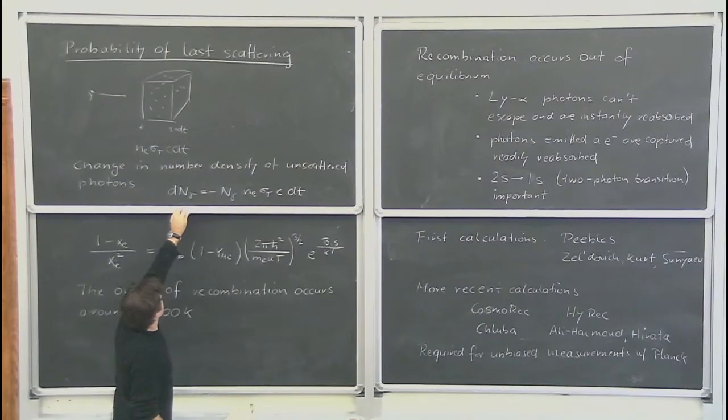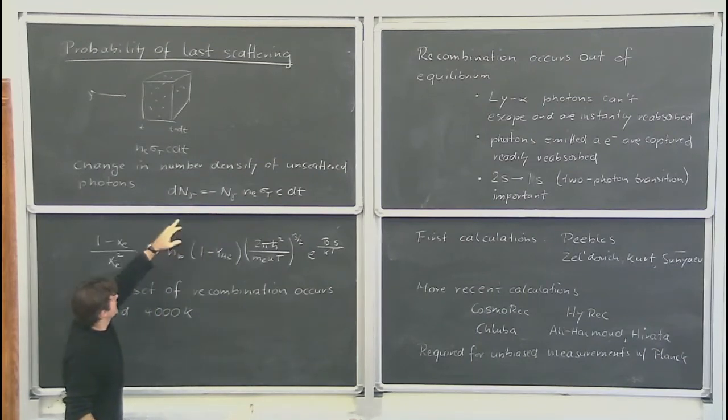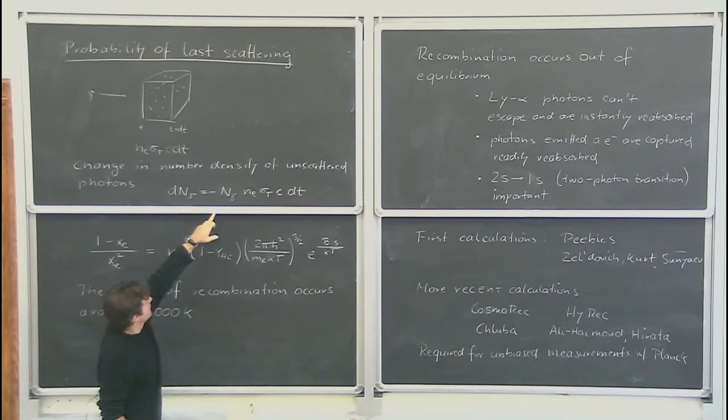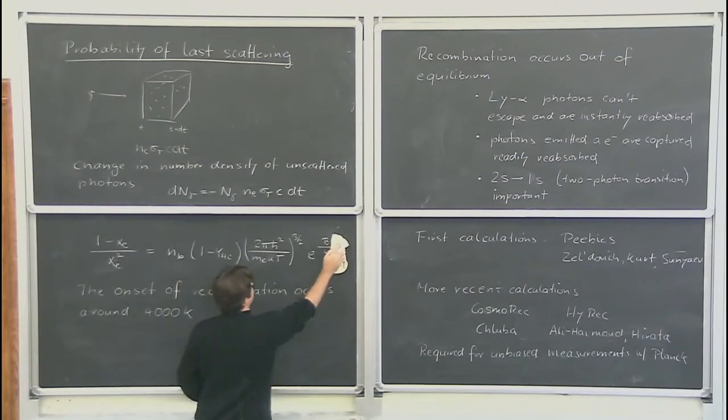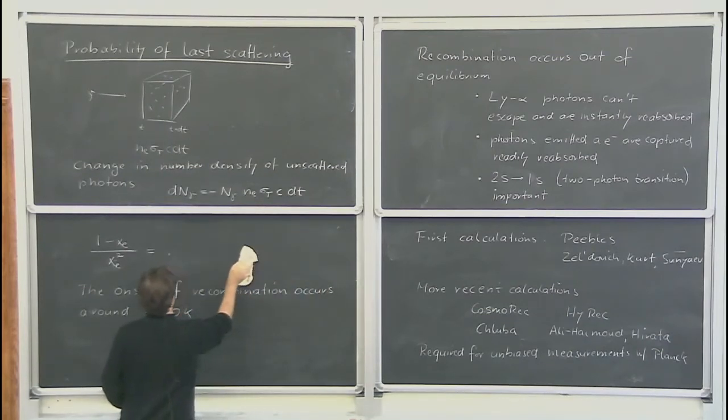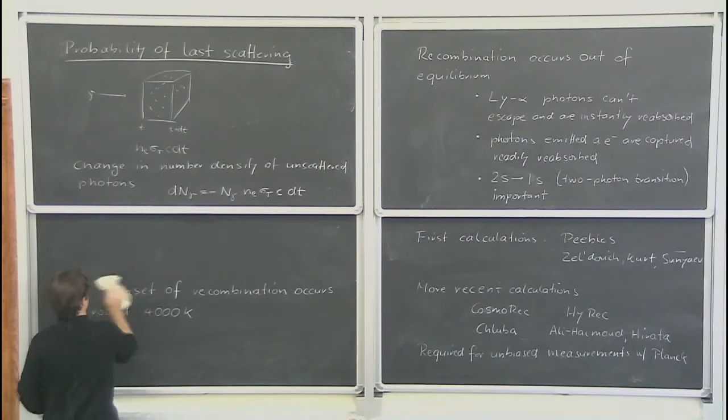And so we can integrate that equation to find out n_γ as a function of t. It's n_γ at t_0, which is the number of photons that weren't scattered at the initial time, and this is then the number of photons that aren't scattered at the final time. And we can just take the ratio to compute the probability that a photon didn't scatter between t and t_0.